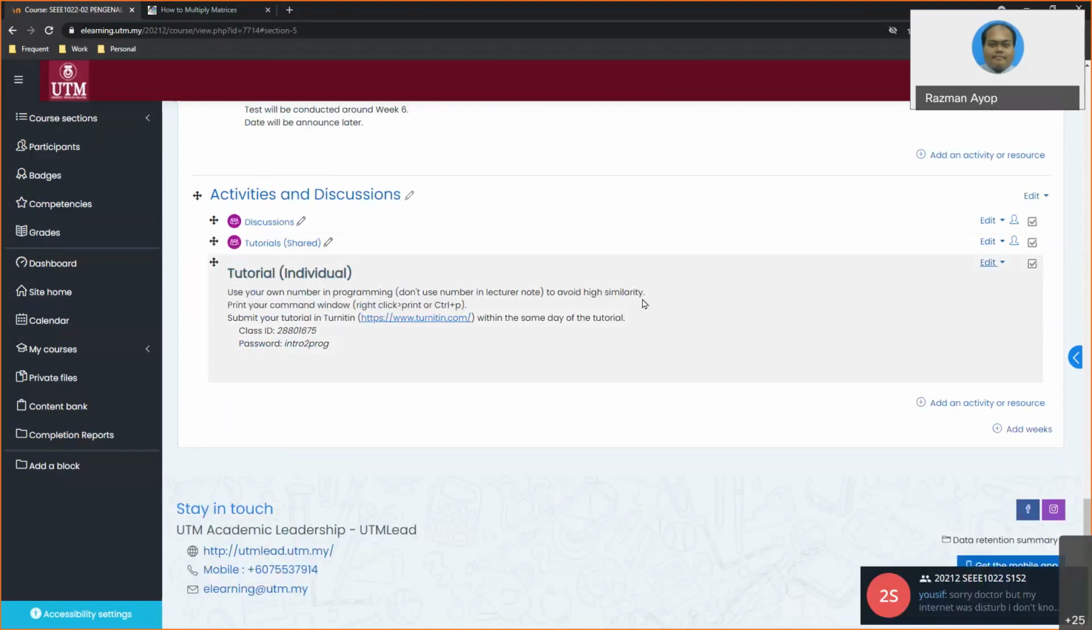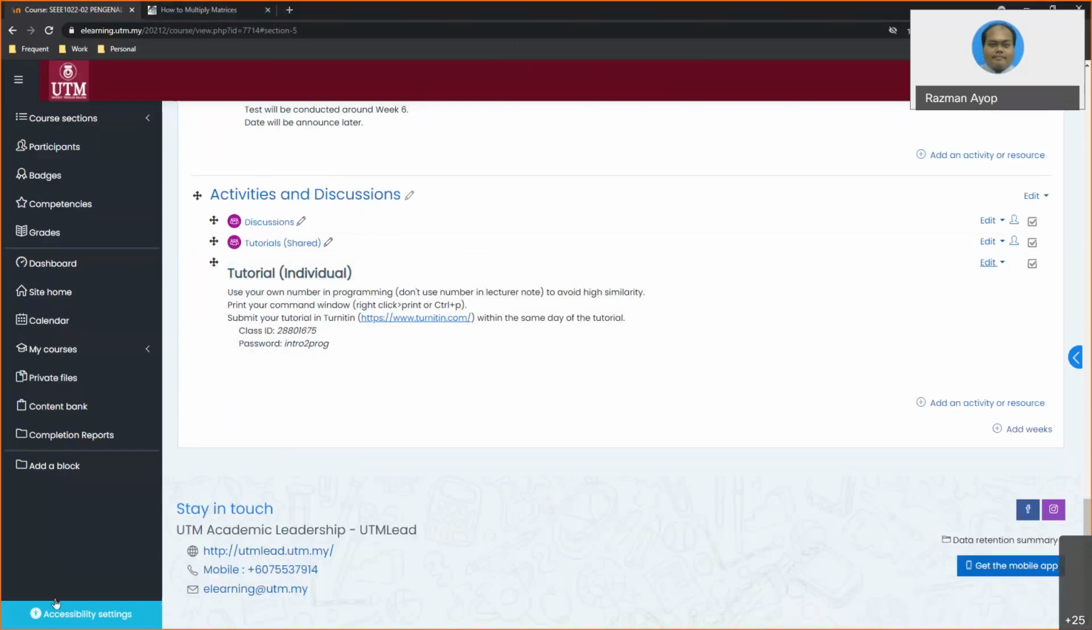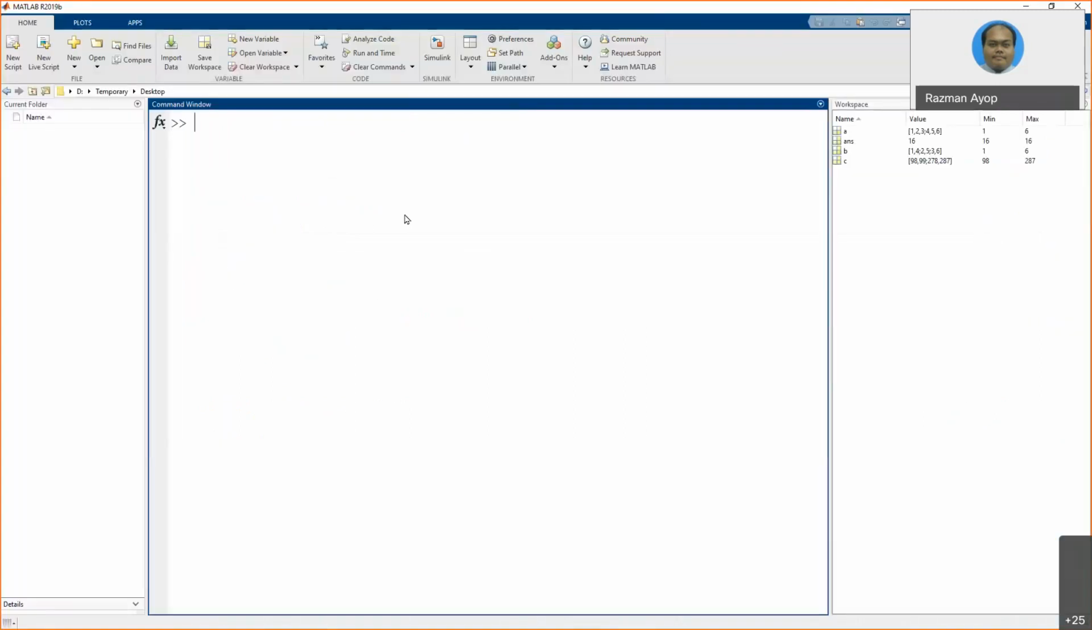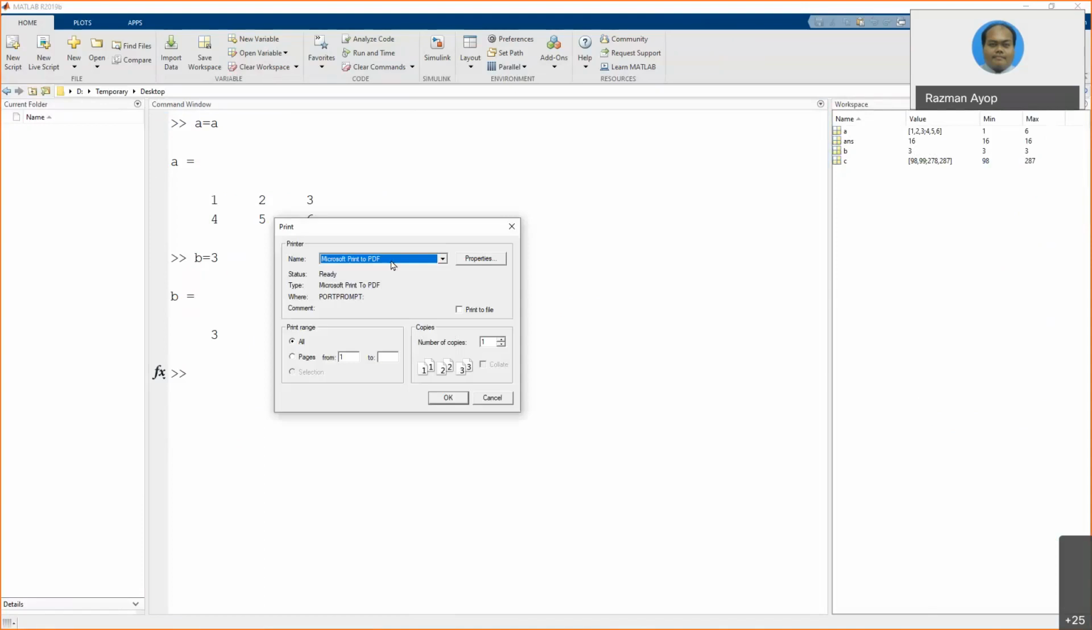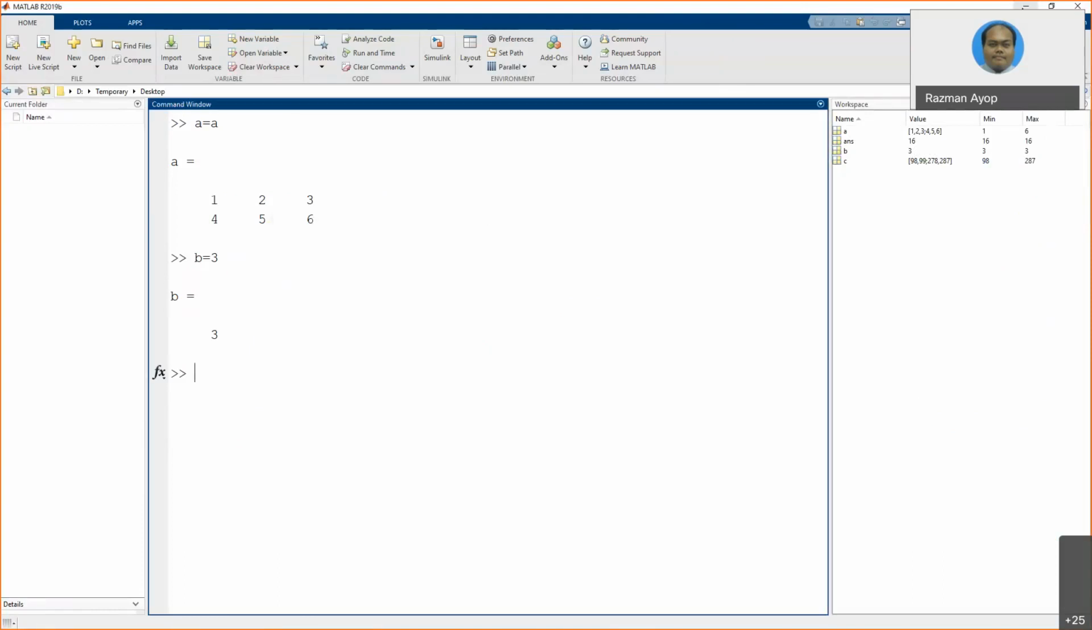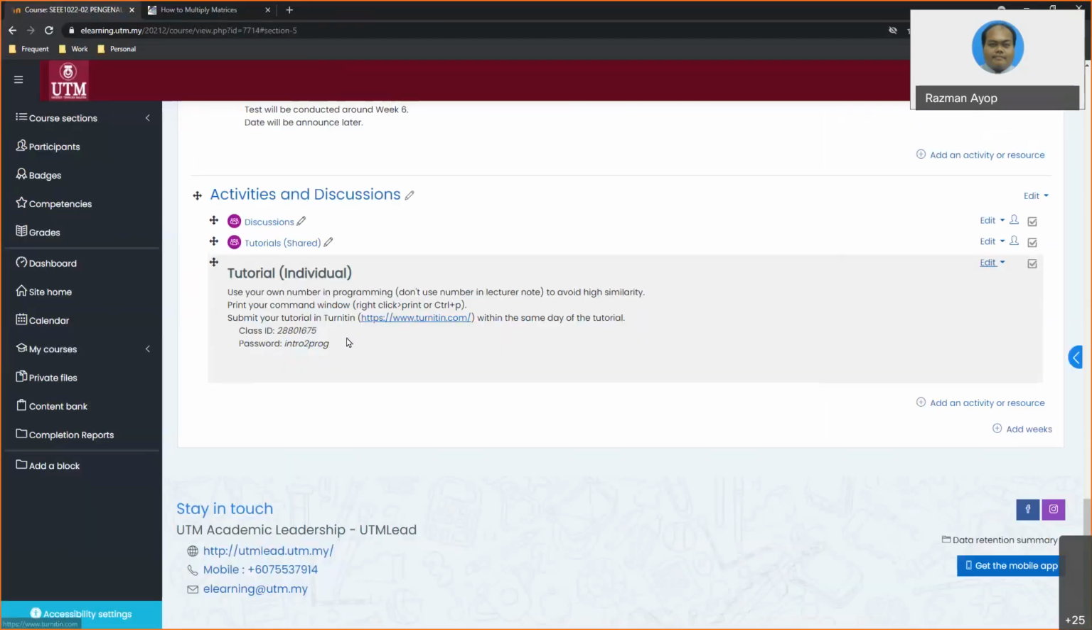to avoid similarity. If you look here, when you write something, for example, A equals 2, B equals 3, you can just right click and then press print, then Microsoft Print to PDF. This PDF you need to submit in Turnitin. This is the class ID, this is the password. Submit within the same day of the tutorial.